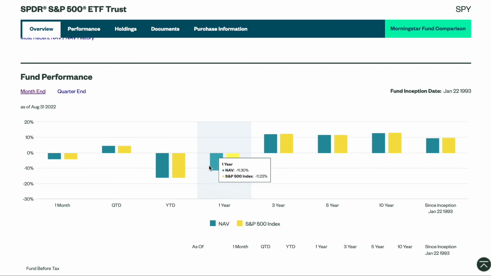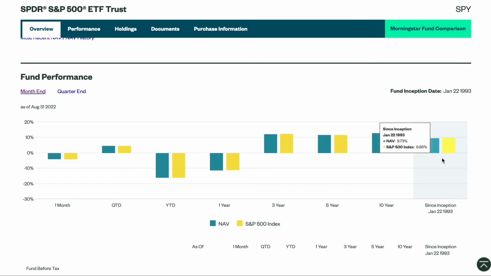So yeah, but okay, a year. But then you zoom out some, 3 years. Oh, we're up. Yeah, this year's been bad, down negative 11.3% in net asset value. The S&P is negative 11.23%. Yeah, but look at 3 years. We're up 12.24%, and that's right here. And 5-year, 11.67%, 10-year, 12.93%.